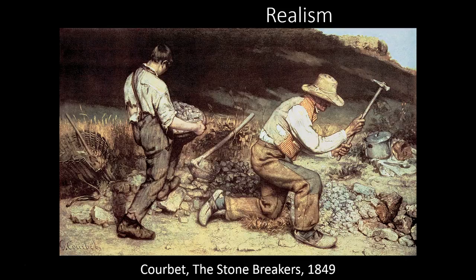Courbet wants to show us what is real, and so he has depicted a man that seems too old and a boy that seems too young for such backbreaking labor. This is not meant to be heroic. It's meant to be an accurate account of the abuse and deprivation that was a common feature of mid-century French rural life.